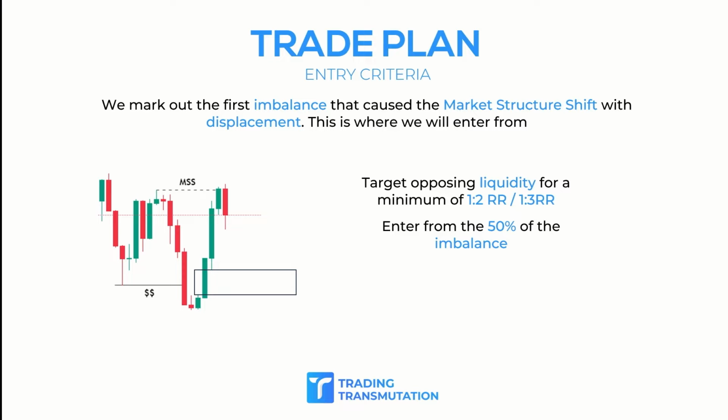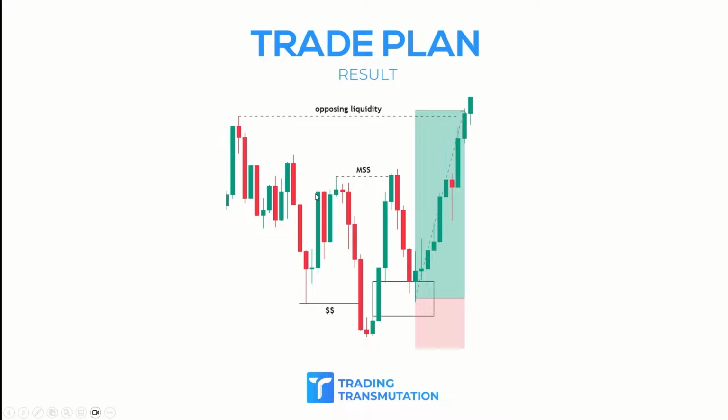Now, for those of you that don't understand what the 50% means, it is simply the halfway line of the imbalance, which you can see right over here. This is the 50% of the imbalance, and we have a stop loss below or above the swing high or low. Okay, so our stop loss would rest somewhere around here. Now you can see this is the result of this silver bullet.